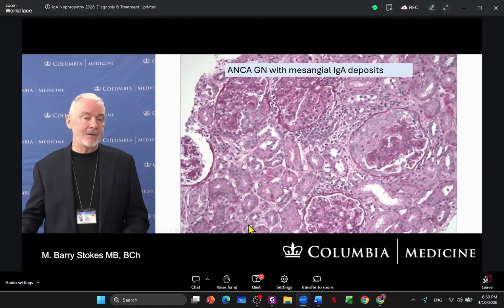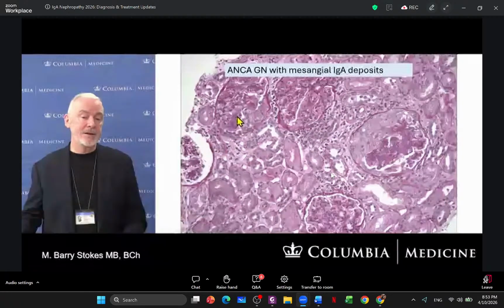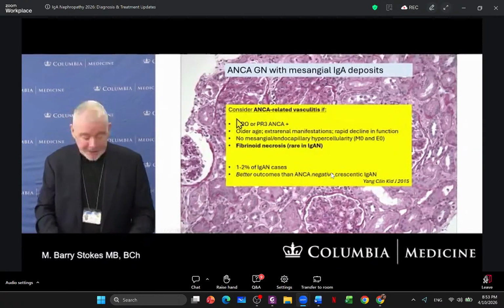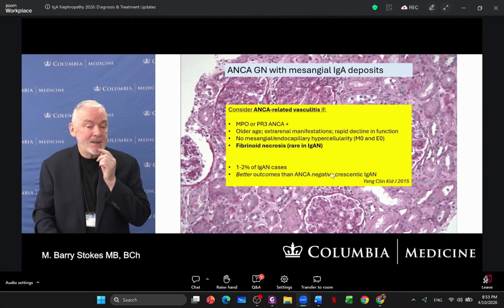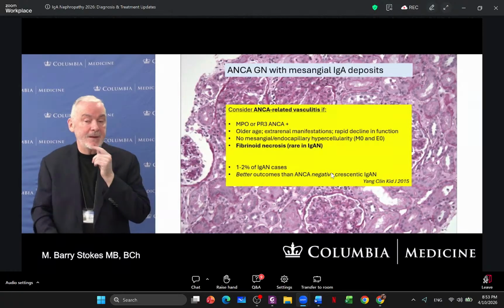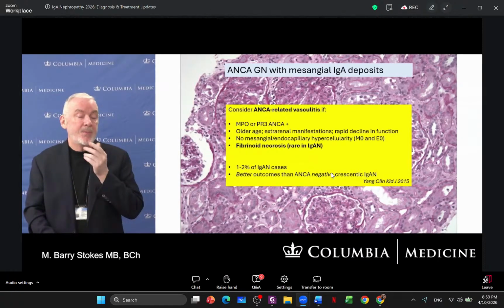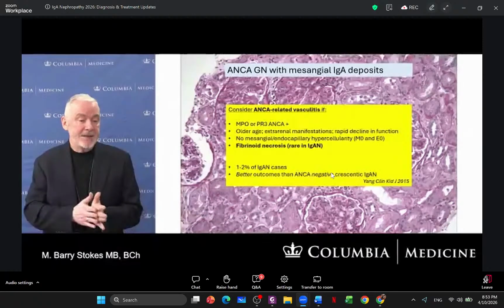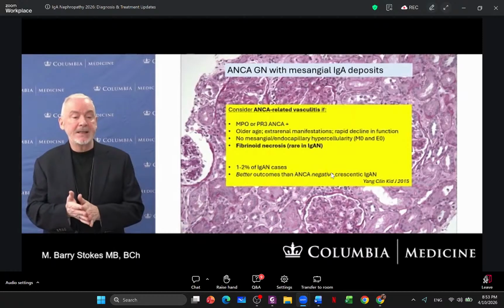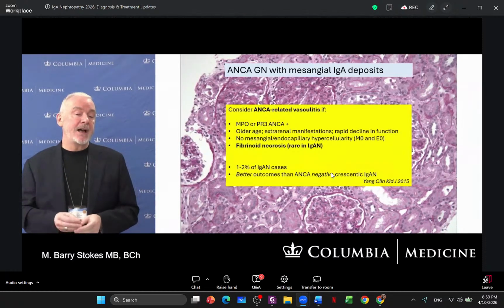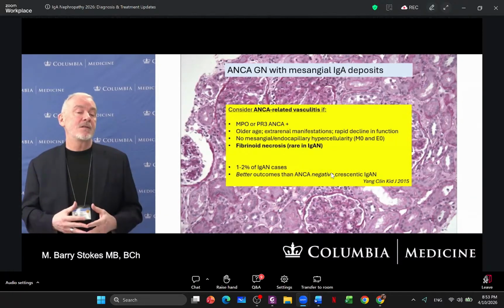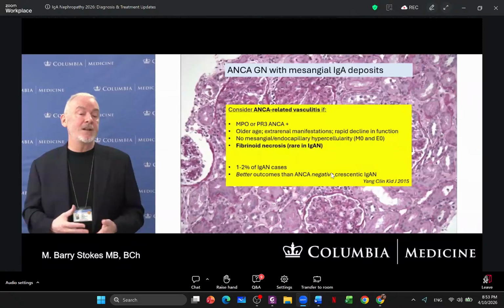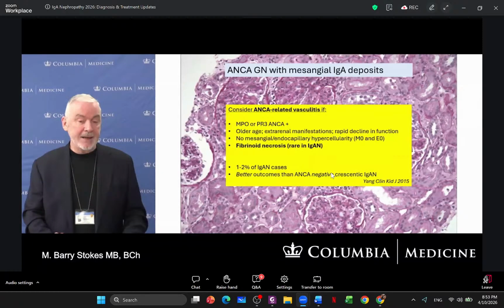So here's an example. These are 5 glomeruli. There's a crescent here, and there's another crescent here. But typically with IgA nephropathy with crescents, we don't, as I said, see fibrinoid necrosis. So if we see that on the biopsy, we always alert our clinicians to consider the possibility of coexistent or predominantly ANCA-driven GN. This represents about 1 to 2% of all cases that are classified as IgA nephropathy. And what's interesting is that these patients tend to have better outcomes than IgA nephropathy without ANCA serologies. And that may be because they present more acutely and they're treated more aggressively. So it's a good thing to recognize.